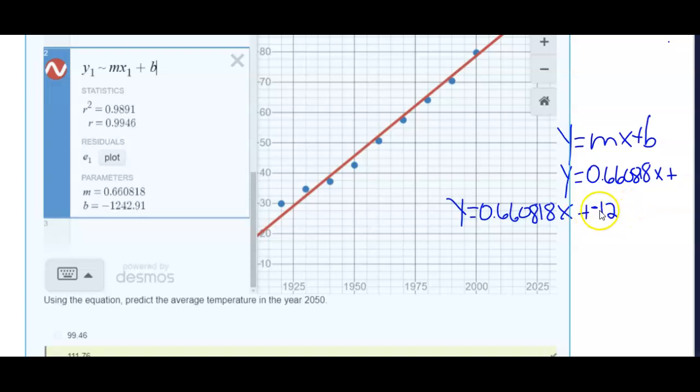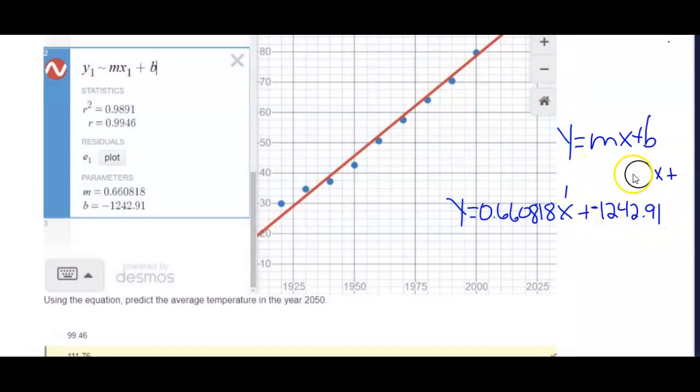Oops, this is a negative. So you could have a minus sign there. You don't have to have a plus sign. Okay, so we have our equation y equals mx plus b.